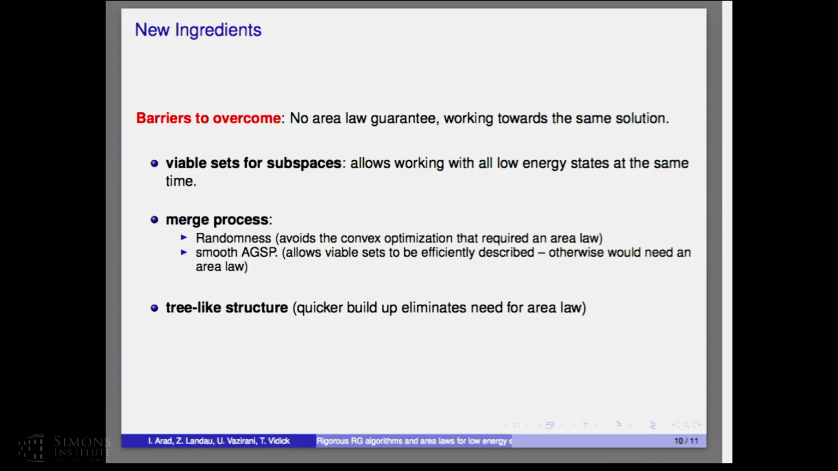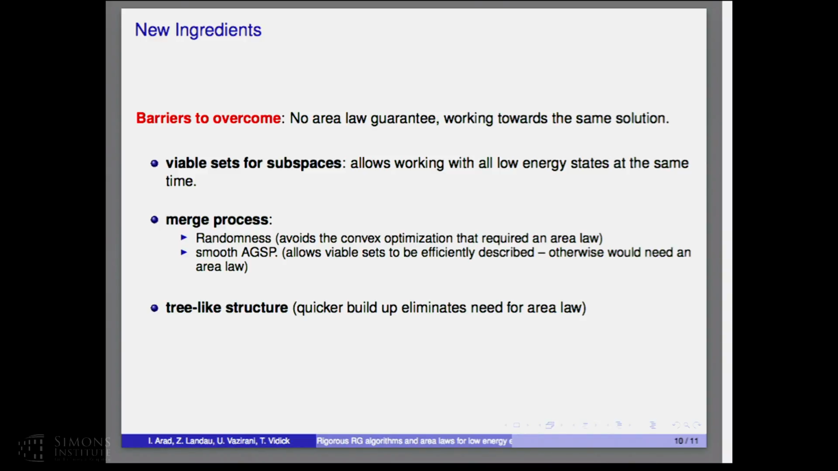The first barrier is that there's no area law guarantee. So there's no guarantee that everything has a nice description, which was counted on. And the second is that when you start to have more than one state that you're going for, you run into trouble when you're trying to merge viable sets, because you don't know whether the viable set for the one and the viable set for the other were talking about the same place that you were shooting for, so you don't have these guarantees anymore. So those were the barriers that were set up before.